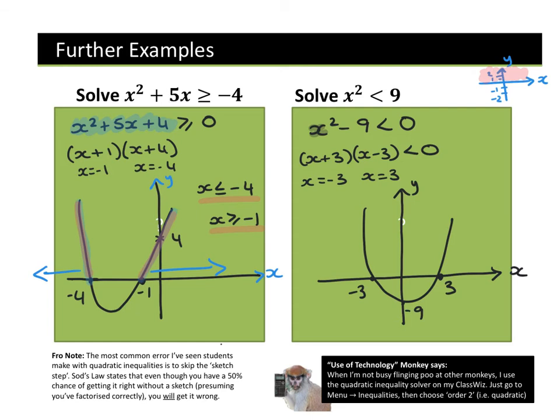Now, it wants less than 0, so we want below the x-axis. If it wants less than, we want below. Okay, so anything below the x-axis. But where is our graph? Where is our graph below the x-axis? Here is our graph, and it's in between 3 and minus 3. So that means our answer is minus 3 is less than x is less than 3. And that is our final answer.